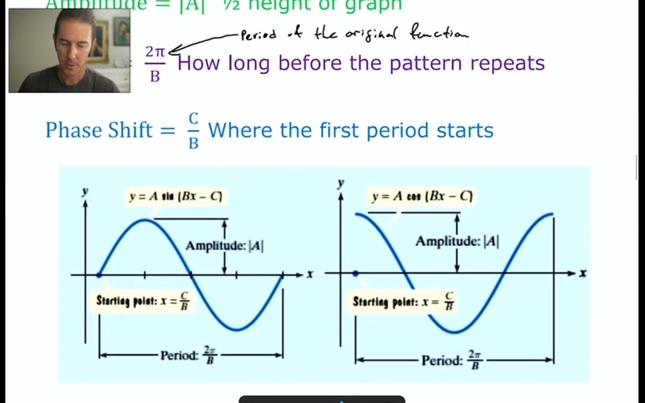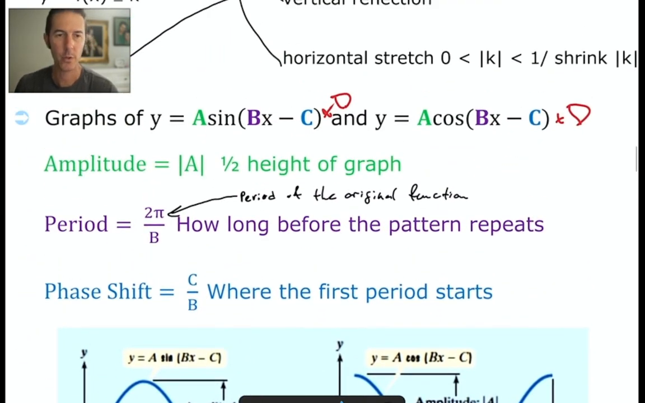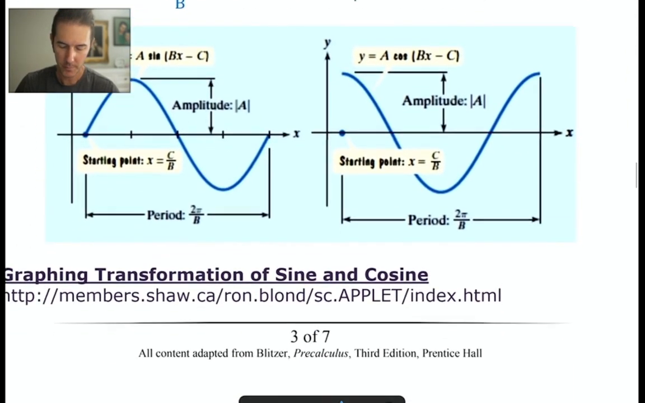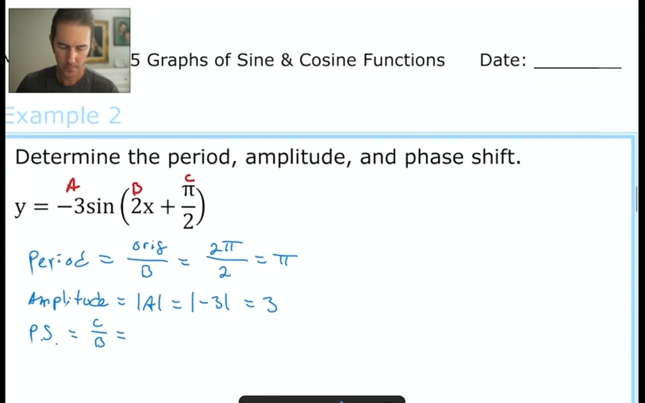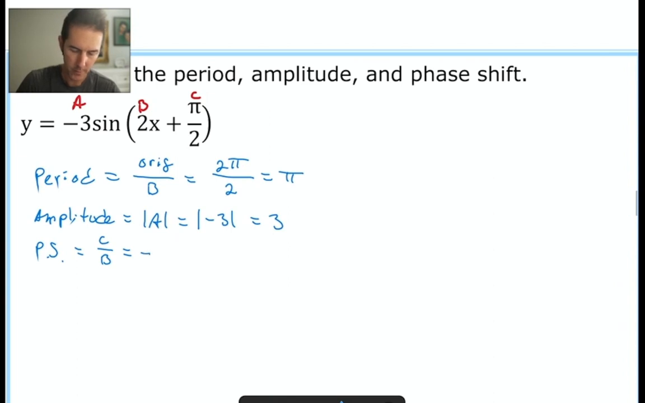And that happens because this general format that we were looking at says minus c. And if you want that to say plus pi over 2, then your c value better be negative pi over 2, so that it's really saying minus negative pi over 2. The double negative turns into a plus sign. So something to be wary of. So our c value is negative pi over 2.